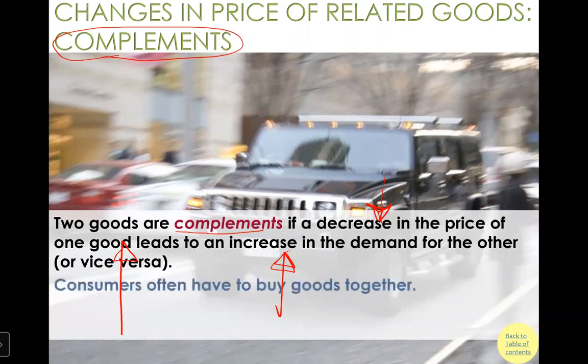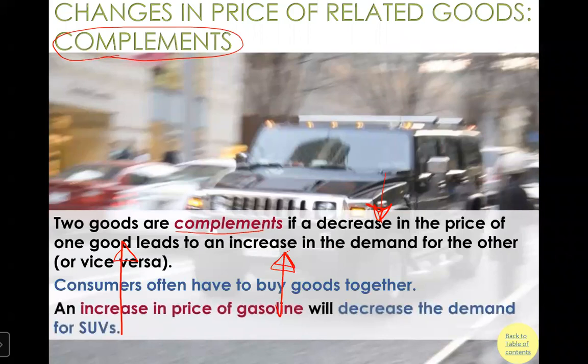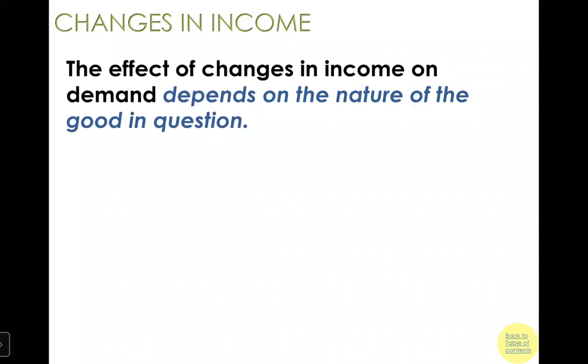So this is the first factor that can cause a change in demand, depending on whether the goods we're talking about are substitutes or complements, right? Now the second factor is change in income. The effect of a change in income on demand will depend on what type of good you ask about. Usually there are two types of goods, and their responses to changing income will be very different, right?